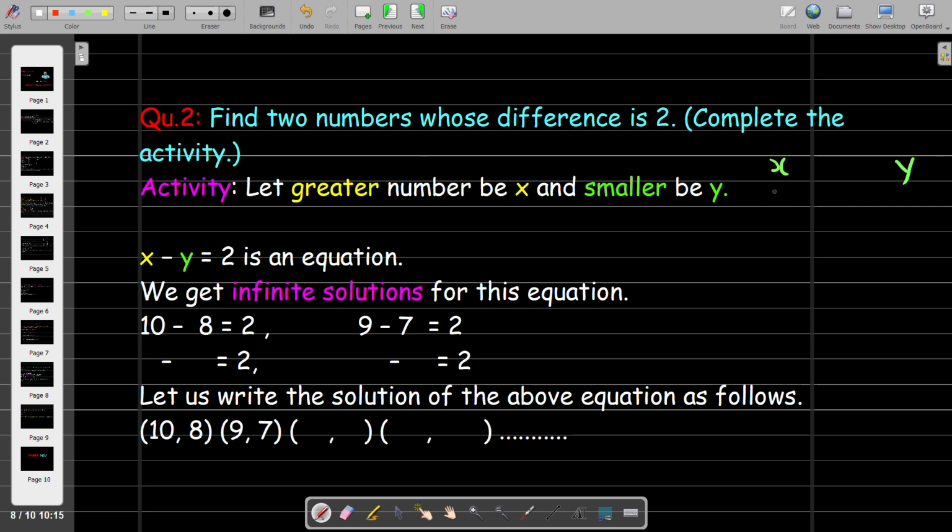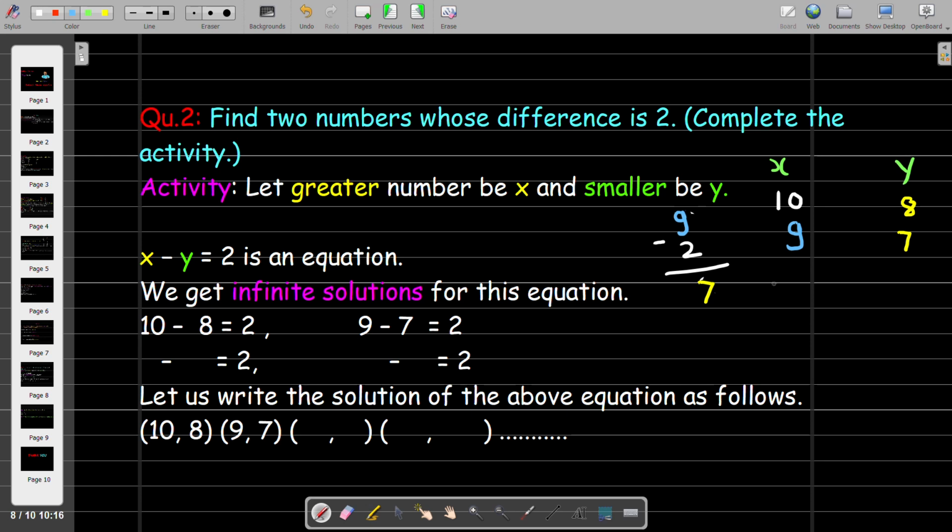If we take the value of x equal to 10, to find the value of y, we have to subtract the difference from the number x. Therefore 10 minus 2 is equal to how much? 8. So we will get the value of y equal to 8. If we take the value of x equal to 9, to find the value of y, we subtract 2 from the value of x. That means 9 minus 2 is equal to how much? 7. So y is equal to 7.